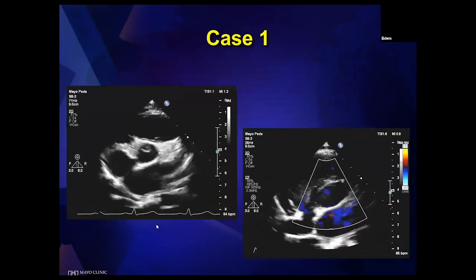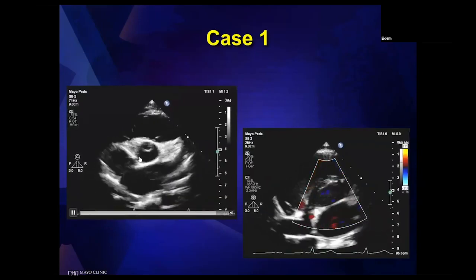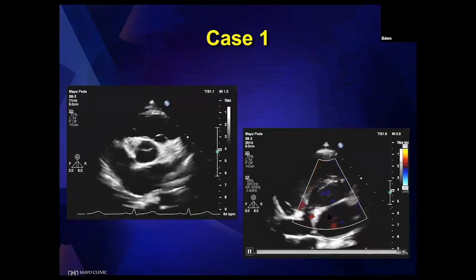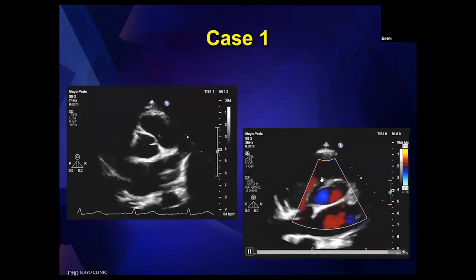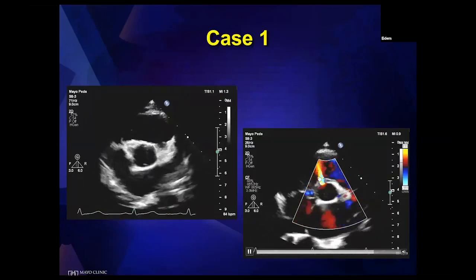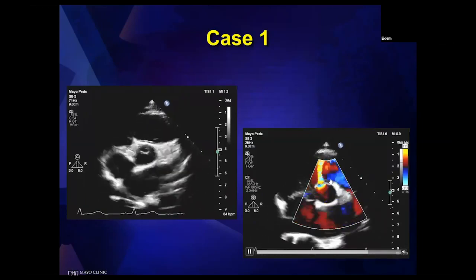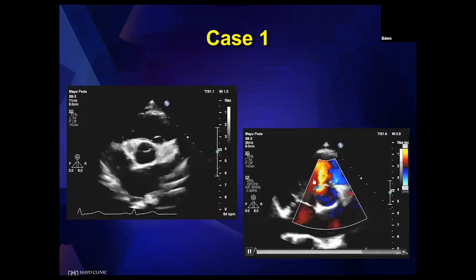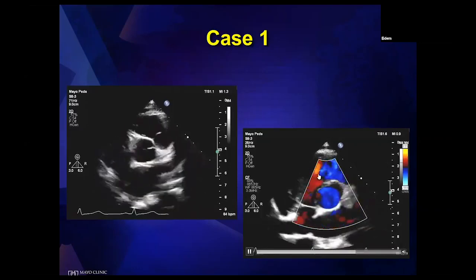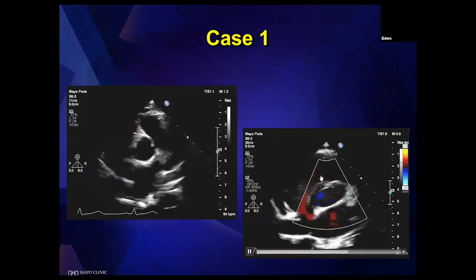From the parasternal short axis imaging plane, we see the aorta and the pulmonary artery here, and we see the location of this ventricular septal defect at about the 10 to 11 o'clock position here around the aorta. This is the region of the membranous septum. So this would be a membranous ventricular septal defect.